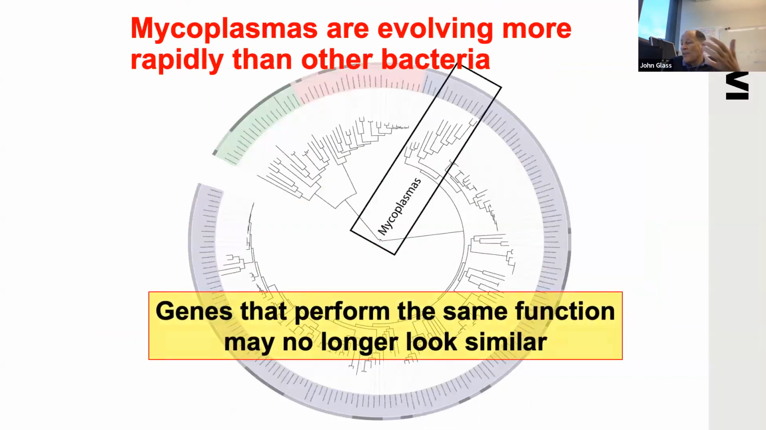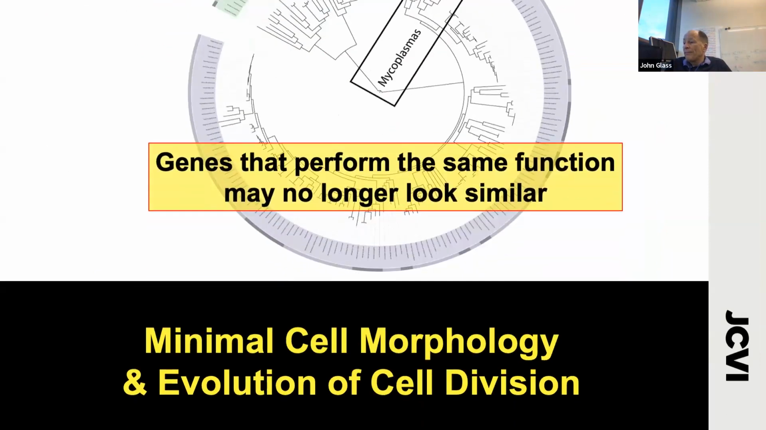Genes that may perform the same function may no longer look similar, and there could be genes critical to all life on Earth that are doing something incredibly vital, and this function we are just oblivious to.